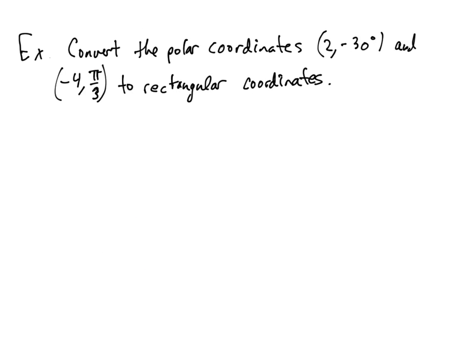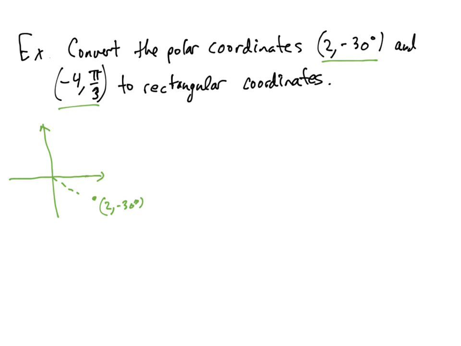Okay, so let's take an example here. We have 2 points in polar coordinates. Let's convert those to rectangular coordinates. Now, you don't have to plot these points, but I'm going to do so. So the first point, 2, negative 30. Negative 30 is going to be down in the 4th quadrant. So let's just say it's something like that. So 2, negative 30 degrees.